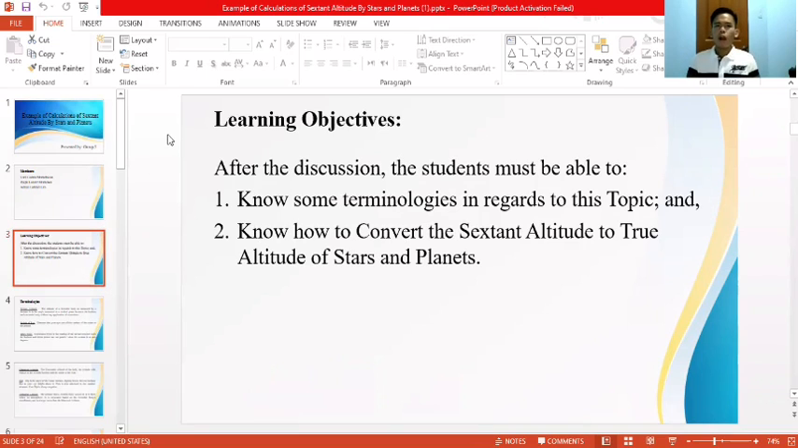Our learning objectives for this topic are: after the discussion, the student must be able to know some terminologies in regards to this topic and know how to convert the sextant altitude to true altitude of stars and planets.